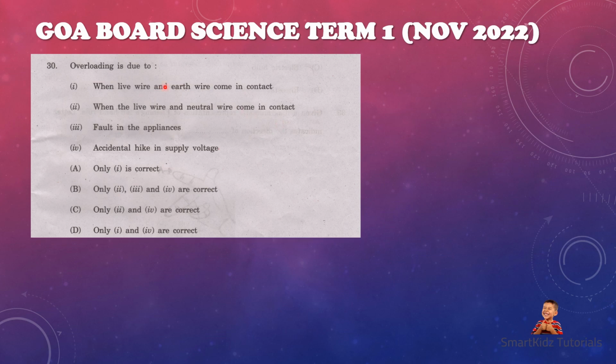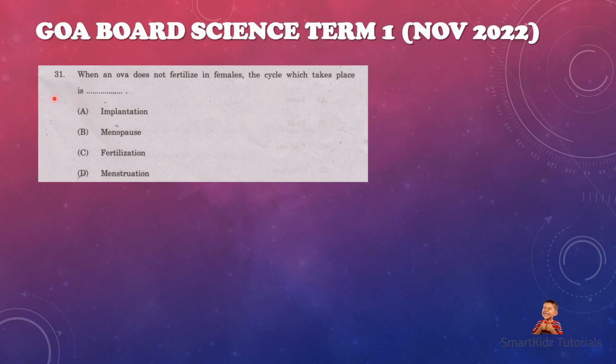30th, overloading is due to 2, 3, 4. What is 2? When the live wire and neutral wire come in contact, fault in the appliances, or due to accidental hike in supply voltage. So all 3 are responsible for overloading. And the first one we can rule out, with the live wire and the earth wire coming in contact. So the correct answer is B, 2, 3 and 4.